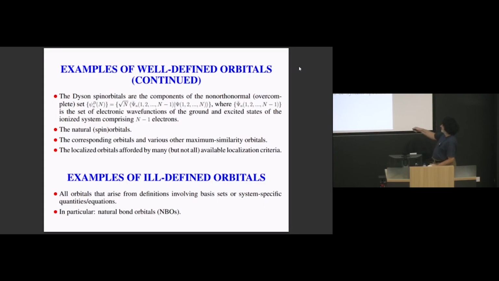Now, there are natural spin orbitals I will be talking about very soon. There are some corresponding orbitals, maximum similarity orbitals, some localized orbitals afforded by different localization criteria, and there are also some ill-defined orbitals. And some chemists like them. So, for example, when we talk about natural bond orbitals, you see this little word bond spoils everything. Natural orbitals are well-defined, but natural bond orbitals are not.